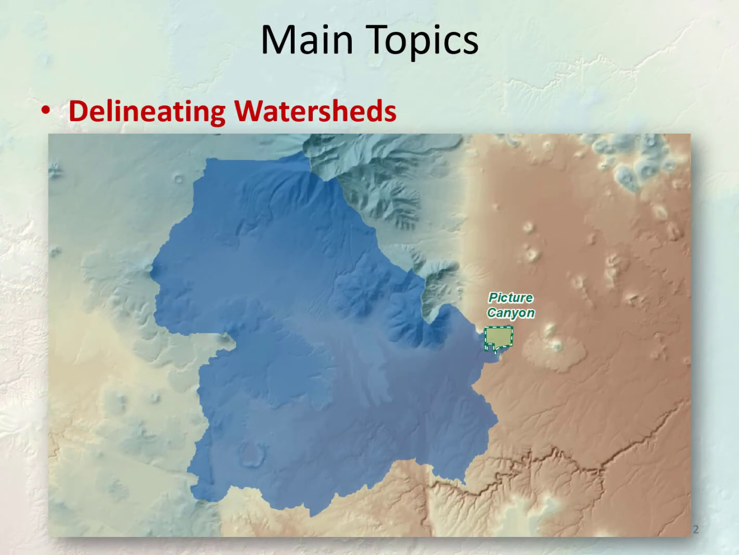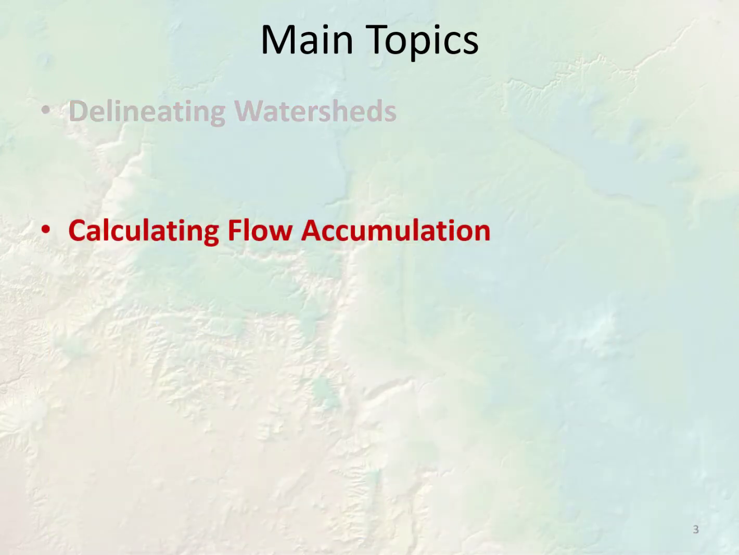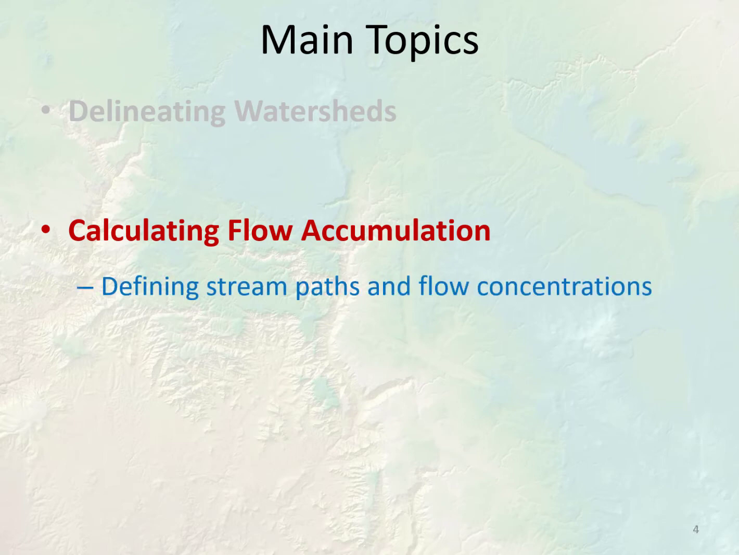Surface stuff can be pretty fun though, like we're going to generate the watershed that drains into Picture Canyon. We're also going to do some stuff with flow accumulation, which basically tells us the catchment size for every cell on the landscape. The flow accumulation raster is then useful for finding stream paths, and it's also for finding areas where flow concentrates, and that might therefore be susceptible to flash flooding.